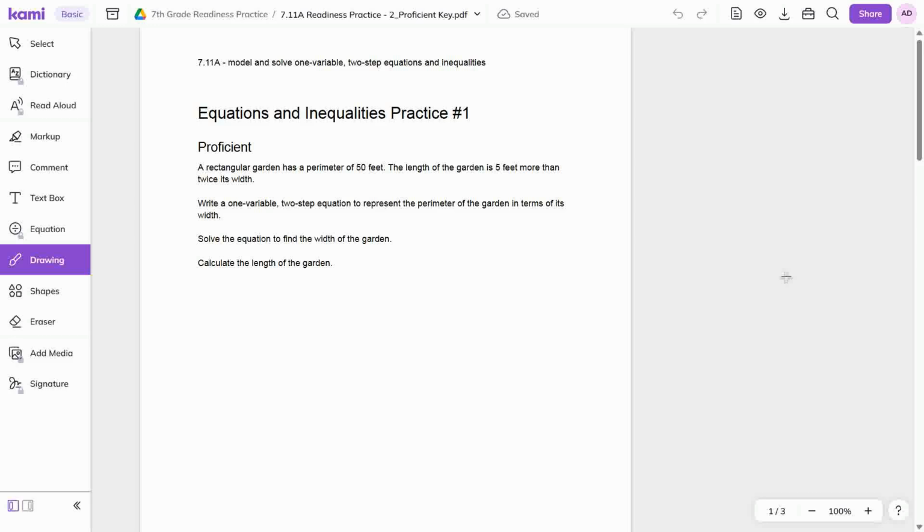Today we are looking at the 7th grade concept of equations and inequalities. This is 7.11a Readiness Practice, the Proficient version.